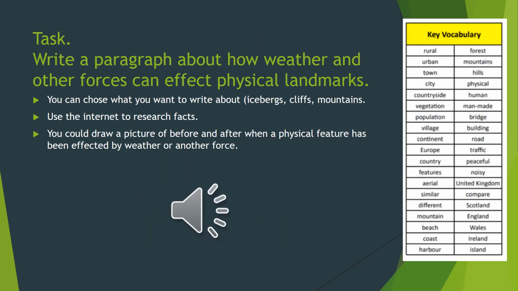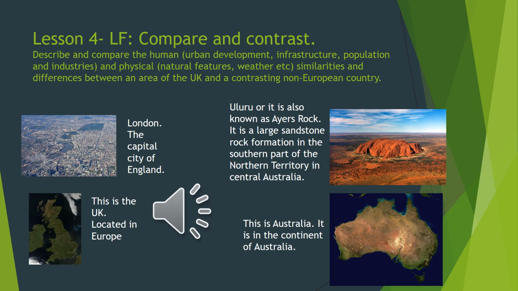Your task today is to write a paragraph about how weather and other forces can affect physical landmarks. You can choose what you want to write about, whether it's icebergs, cliffs, mountains. Use the internet if you want to research facts. You could draw a picture of before and after when a physical feature has been affected by weather or another force. Lesson 4, learning focus. Compare and contrast.